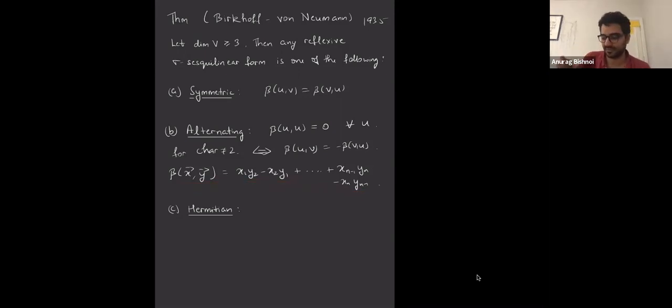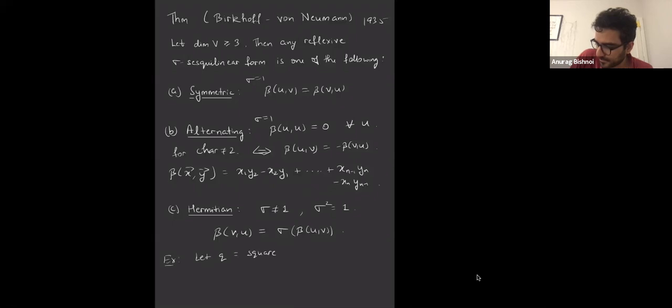Then there are these Hermitian forms where, okay, so in both of these cases, sigma was just the identity, right? There was no twist happening. In the Hermitian form, you have sigma is not equal to the identity, but sigma square is the identity. You sort of need that to have the reflexive property. And you have beta of v comma u equal to sigma of beta of u comma v. And again, let me just give you an example. Let q equal to a square. Then the following thing, x1 y1 to the power square root of q plus x2 y2 to the power square root of q, and so on.